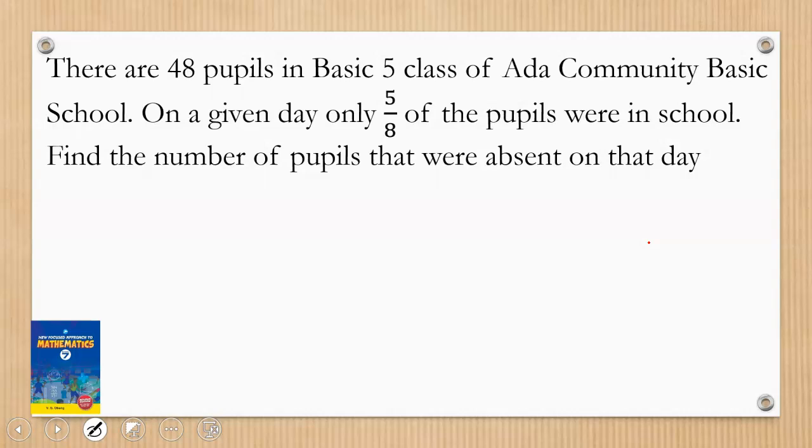Right. And so we have 2 options in doing this. How many people are in the class? 48. So we can find the 5/8 of the 48 and subtract the answer from 48. Or we can make an assumption that if 5/8 were present in the class, then we can do 1 minus 5/8, and then we know the fraction that were absent. Then we find the fraction that were absent of the total number. So any of these can help you solve the question.